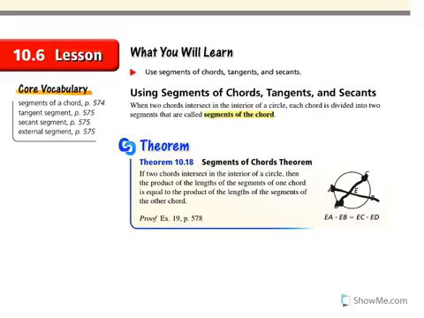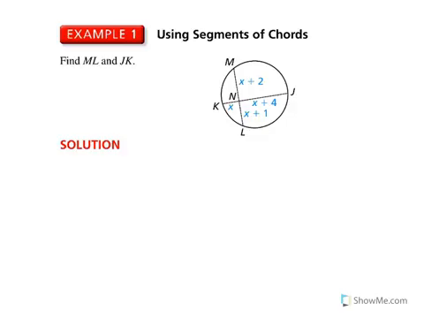So here we have two chords, and what's special about these is that you can actually take the pieces of the chord. In this case we have EA, and we're going to multiply that with the other piece of that same chord along that same line, so times EB, and that's going to be equal to EC times ED. If you look at my colored pictures over here, we have our red pieces multiplied together, and that's going to be equal to my two blue pieces multiplied together. So let's try an example of that.